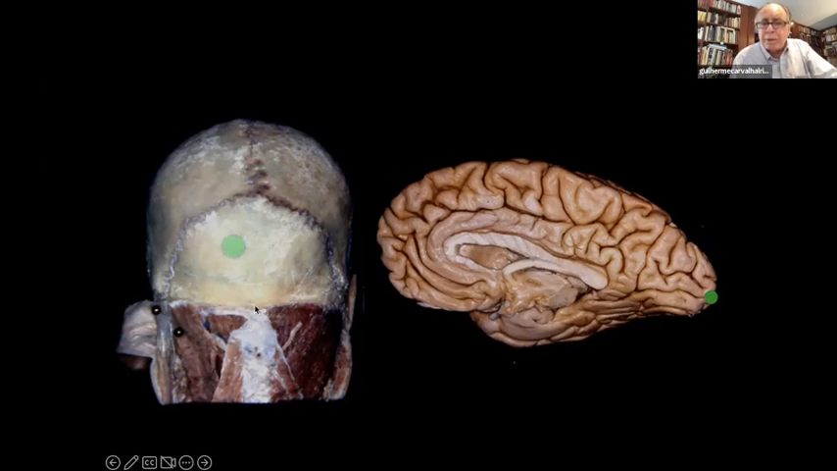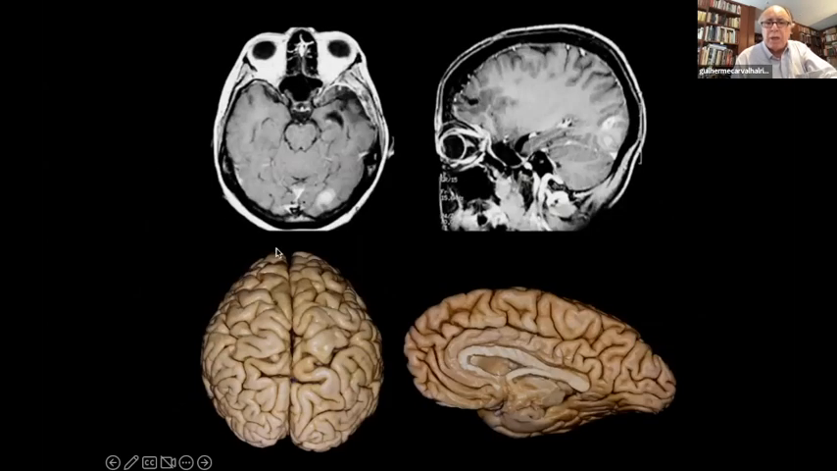The inion sometimes is difficult to palpate, but the opisthocranium is easy because it's the most prominent part of your back. So let's operate this GBM. This lady had a temporal GBM that was removed after 2 years, more or less. She came with this right hemianopsia, and she had this tumor here that, in my understanding, was taking the middle occipital gyrus. I'm not talking about circular anatomy today. This is the middle occipital gyrus. This is where the tumor is running.